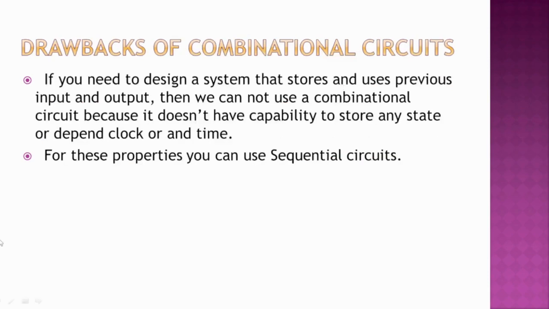What is the drawback of combinational circuit? As I mentioned before in my previous video, the first drawback is it doesn't have any memory to store the value. So it is only going to provide an output for the current input and not on past and future input. So it is one of the drawbacks considered for the combinational circuit.